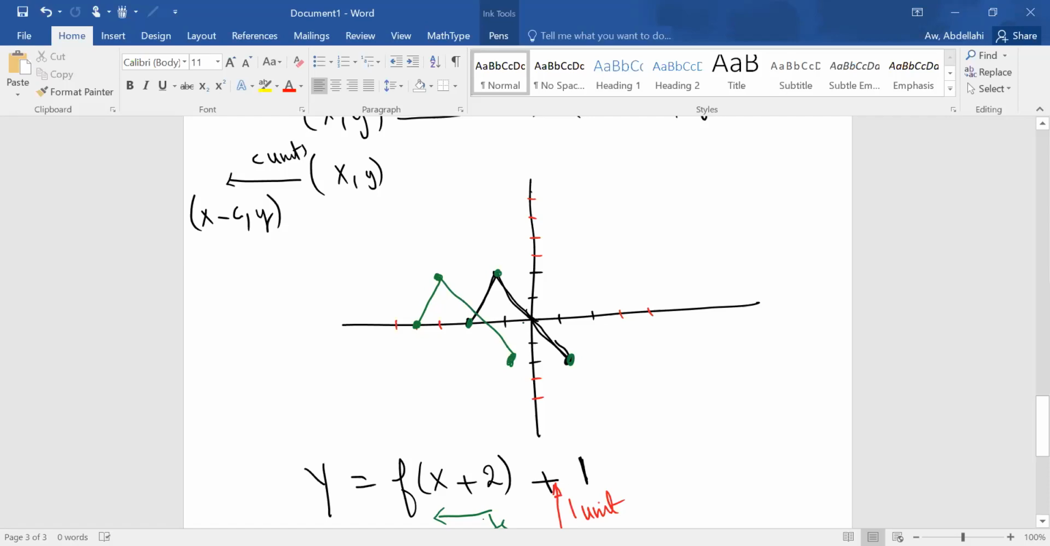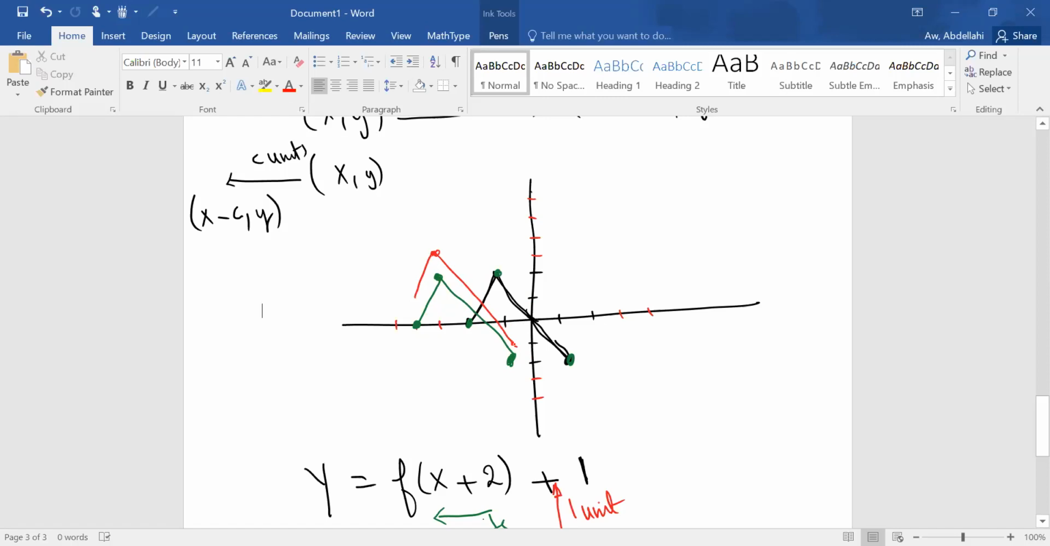Okay, that is the left. And then up 1 unit. So I move everybody up 1 unit. So this one comes here, this one comes here, and this one comes here. So I get the same thing. So up 1 unit. Okay.